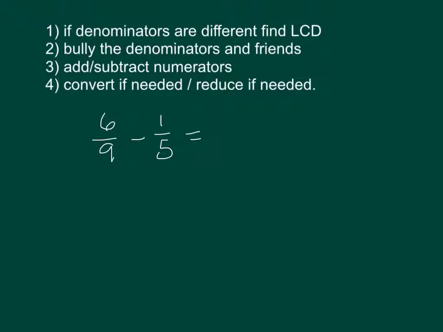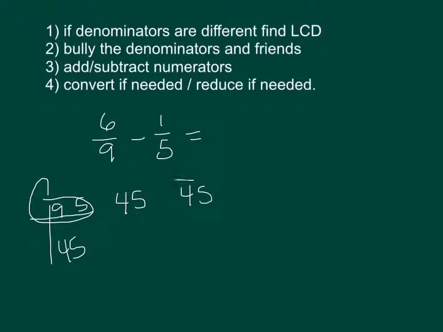If the denominators are different, and they are, I need to find the LCD. So I use the broken ladder to do that. Put 9 and 5 on the line. Actually, there is nothing that goes into both 9 and 5 evenly other than 1, so I'm just stuck multiplying those. 9 times 5, 45. Okay, no problem. 45 then.